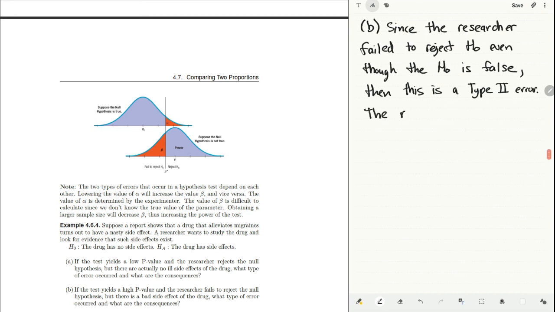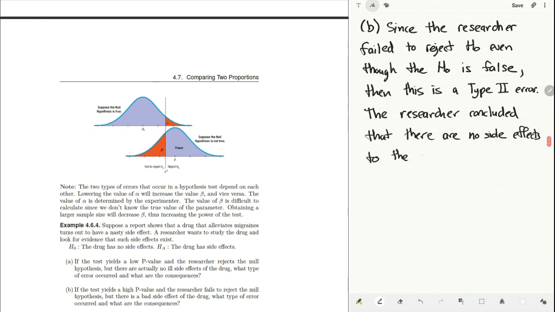And so the researcher concluded that there are no side effects to the drug, even though there are actually side effects. And so the drug would be produced, however, people that are taking the drug would suffer the side effects.